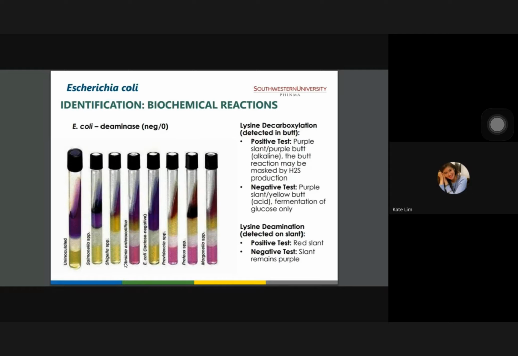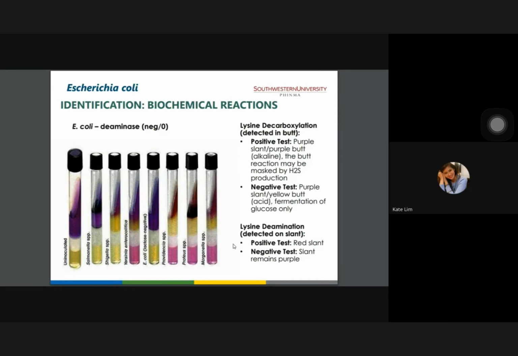All right. So what we could see again, if it's lysine decarboxylation, you need to check for the bot. Among all of these, which is positive for lysine decarboxylation? So we have here Yersinia, another for Providencia, Proteus, and Morganella. Your PPM and your Y, that is lysine decarboxylase positive. So purple bot. So how about the negative result? So most of these are negative, but then again, it can ferment glucose. So this is uninoculated, by the way. So we have here the Salmonella, Shigella, and your E. coli.